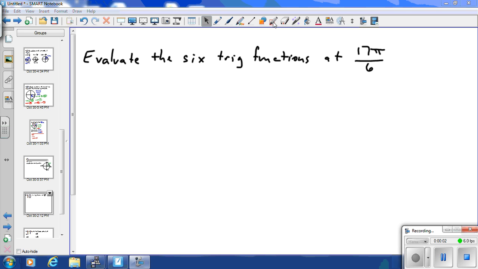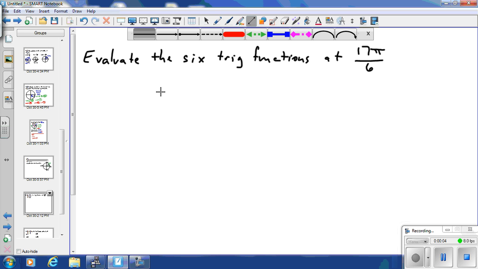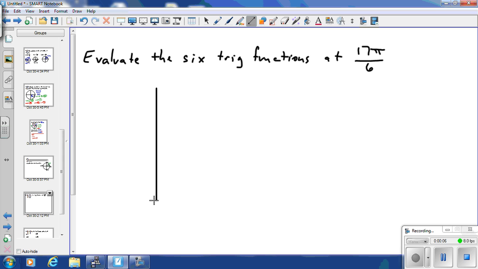Alright, we're back. And with the problem we left off on, we're going to evaluate the 6 trig values at this point, 17 pi over 6 radians. Where is that? Well, pi is 180, 2 pi is 360. This goes around more than once, we can tell. So let's count by what is pi over 6.